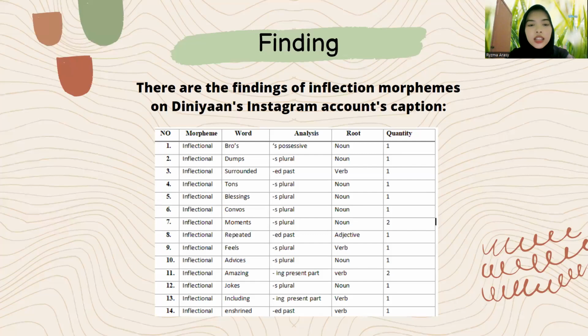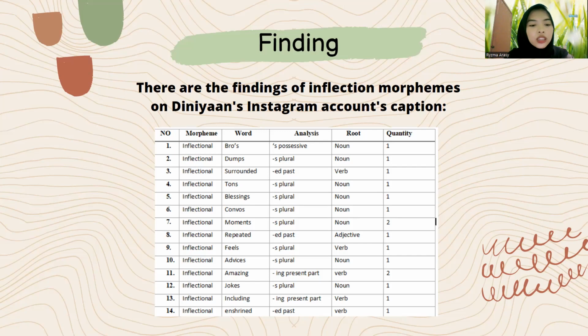And then next is about the findings. These are the findings of inflectional morphemes on Tinian's Instagram account. The first is prose. The analysis is possessive as a noun, the quantity is 1. And number 2 is terms, and the analysis is plural as a noun, the quantity is 1. Number 3 is surrounded, and the analysis is past as a verb, the quantity is 1. Number 4 is tones. The analysis is plural as a noun, the quantity is 1.